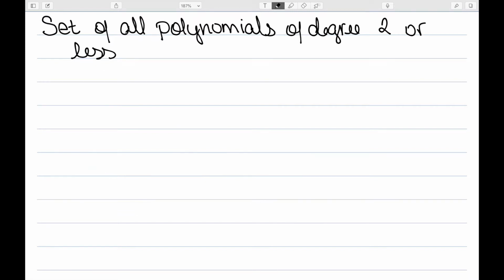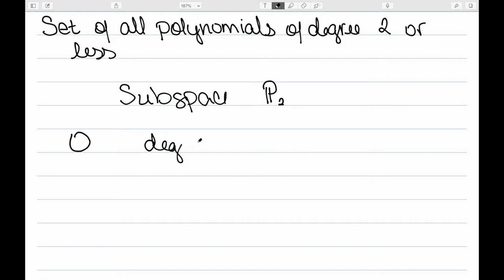So we're going to modify this slightly: the set of all polynomials of degree 2 or less. And this one is a subspace. In this case, it's denoted by P2 since it's degree 2 or less. P3 would be degree 3 or less, etc. To actually prove this, we need to start with 0. 0 has degree 0, which is less than 2.